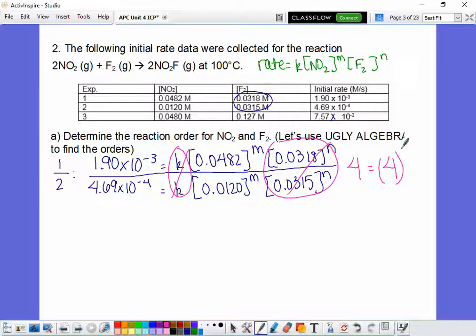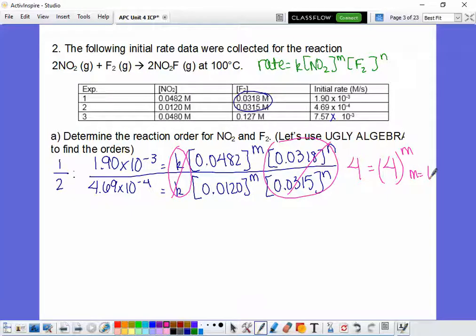But now that's raised to the m power. Because remember, if you have 2 to the x over 3 to the x, that's the same as 2/3 to the x. Yeah, math, exponents. All right. So 4 raised to what power will make it 4? 1. So m is 1.